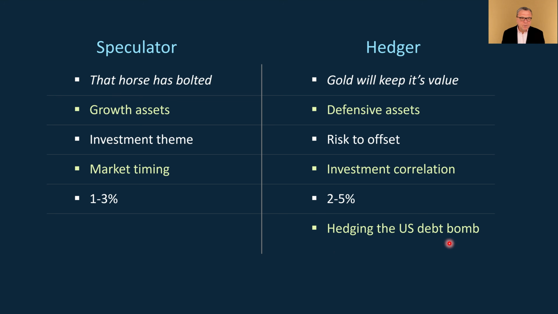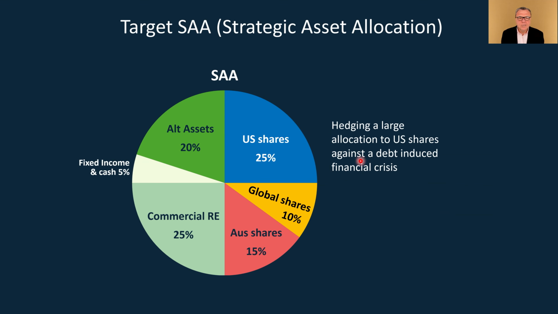Hedging the US debt bond. Investors who have big allocations to US equities, and there's many good reasons for doing that, need to take this seriously. At some stage, there's going to be a financial crisis associated with US debt, and gold is a hedge for that. Hedging a large allocation to US shares against a debt-induced financial crisis, gold's going to work for that.